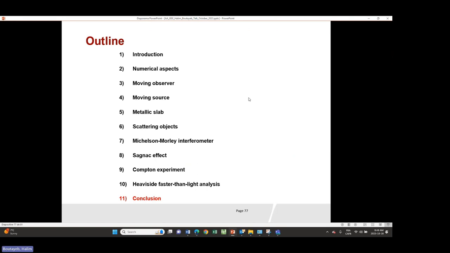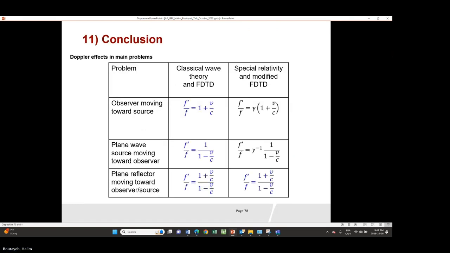So now we go to the conclusion. I hope I was not too long. If we go back to the main formulas about the Doppler effect: for the moving observer, in the classical wave theory or FDTD, this formula gives us the result. So we move toward the source here, with no angle. And for a plane wave source moving toward the observer, we get this formula. For a moving reflector, moving toward the observer and source, we have this formula. This is a combination of both, because the reflector is an observer when it receives the wave, and then it becomes a source when it diffracts. That's why we have the combination of these two here.